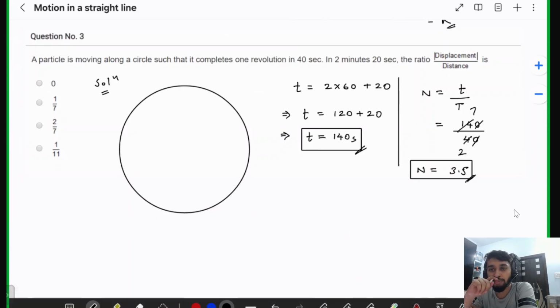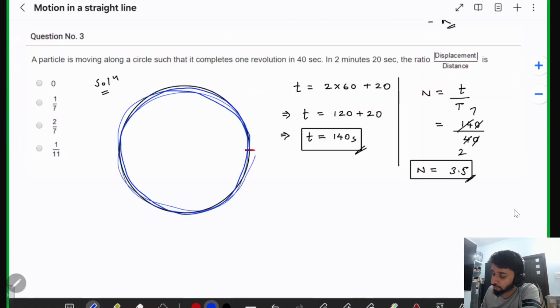So I need the ratio of displacement and distance at the end of 3.5 revolutions. Let us see how it moves. Let us say the person starts from this point. He's going to complete three complete revolutions and one half revolution, right? After one, two, three revolutions, he will be at the same point from where he started.